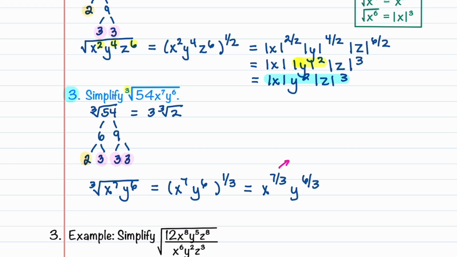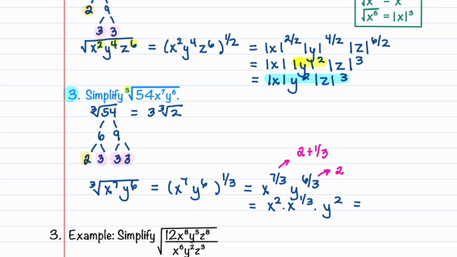Let's write 7/3 as 2 plus 1/3, and then our 6/3 is just equal to 2. And this gives us x squared times x to the 1/3 times y squared. And let's simplify this as x squared, y squared, times the cube root of x.